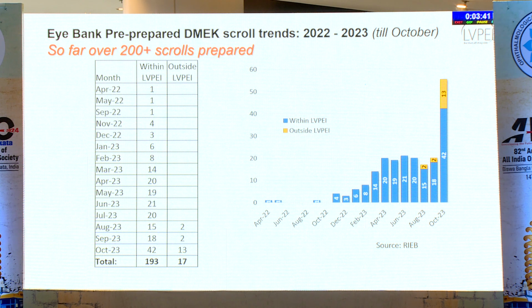So this is the graph showing the DMEK scores which were prepared. The tissue preparation started from April 22, and based on the feedback by the surgeons, the number of pre-stripped DMEK tissues which were prepared increased significantly, which jumped to almost, if you can see that in October 23, almost 42 pre-prepared tissues were prepared and distributed by the eye bank.